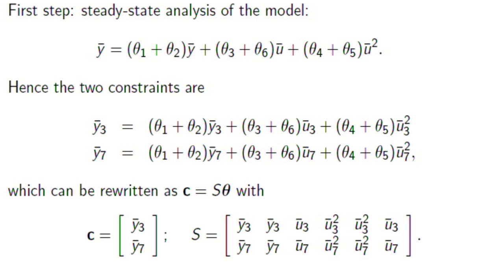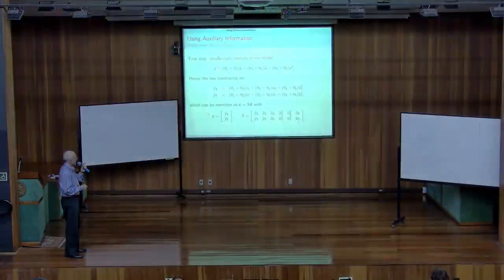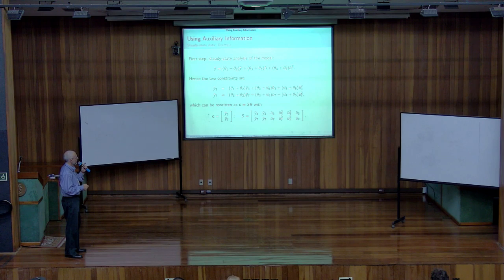And then the S, remember that here I'll have the theta. So theta 1 multiplies y3 bar, so it has to be here. Theta 2 also multiplies y3 bar, it's got to be here. Theta 3 multiplies u3 bar here. Theta 6 multiplies u3 bar, so it has to be here. 4 and 5 have to multiply u3 bar squared, which show up here. And the same for the 7. Simple.